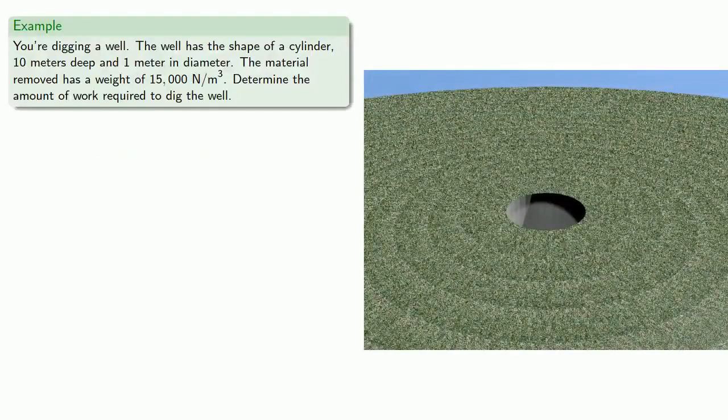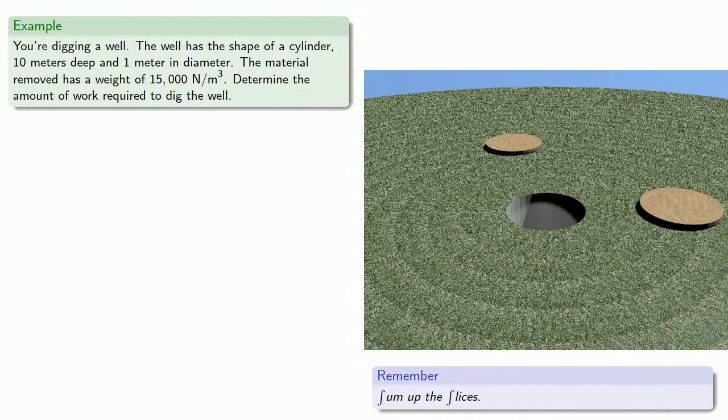For example, suppose you're digging a well. The well has the shape of a cylinder 10 meters deep and 1 meter in diameter. The material removed has a weight of 15,000 newtons per cubic meter, so let's determine the amount of work required to dig the well. So again, the useful idea to keep in mind is we want to sum up the slices.